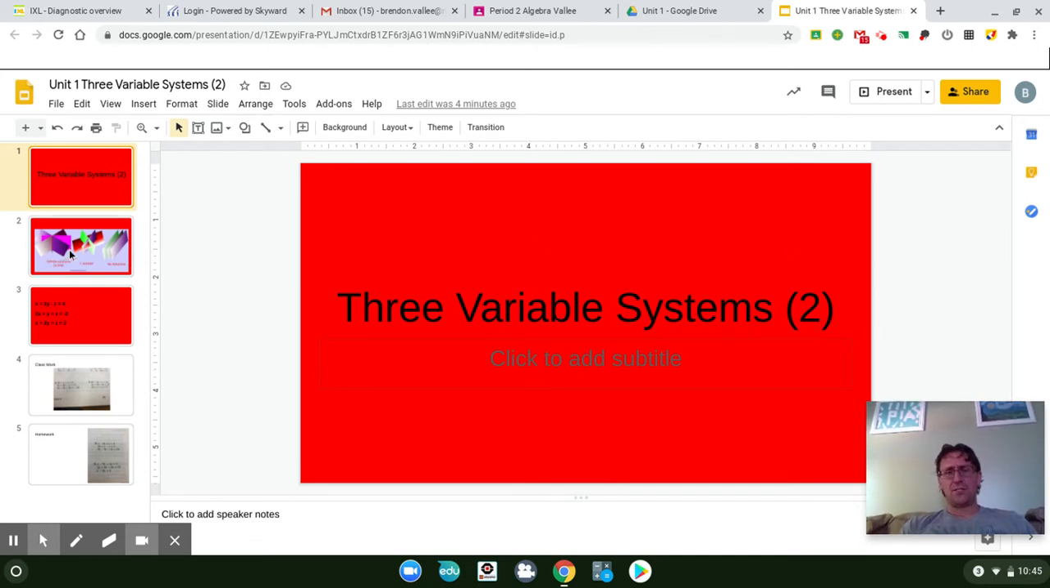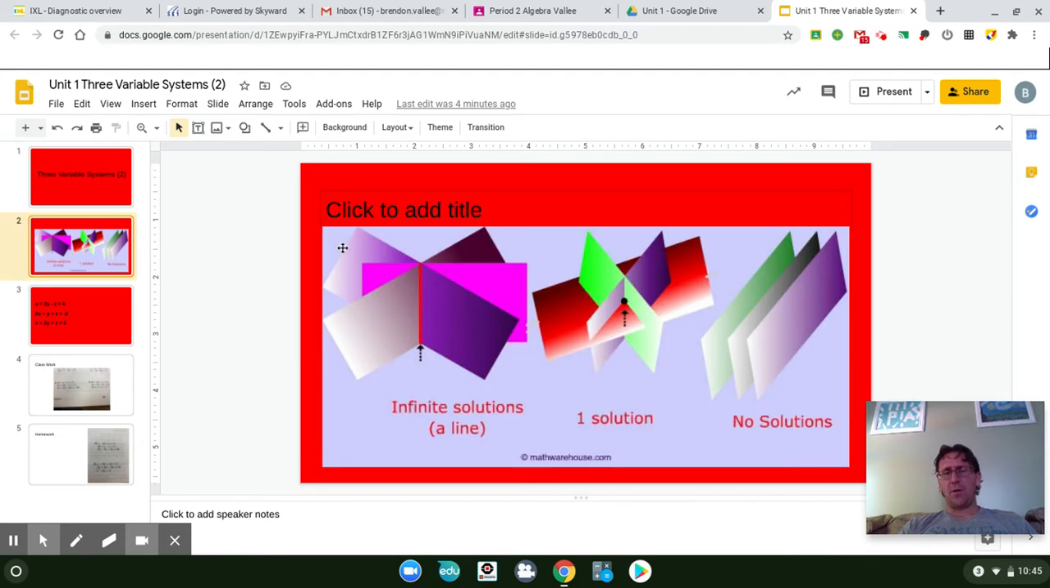Okay, just keep in mind the reason why we're doing three variable systems is to figure out where three planes intersect. Okay, if you have two lines that intersect, that's systems of equations, where we graph two lines and see where they intersect. When we're doing three variable systems, that's where three planes intersect. Okay, so they may intersect at a point, they may intersect at a line, or they may never intersect.